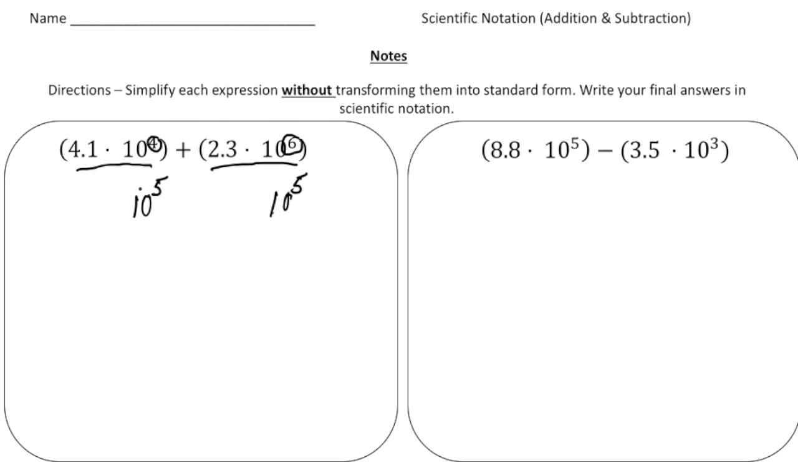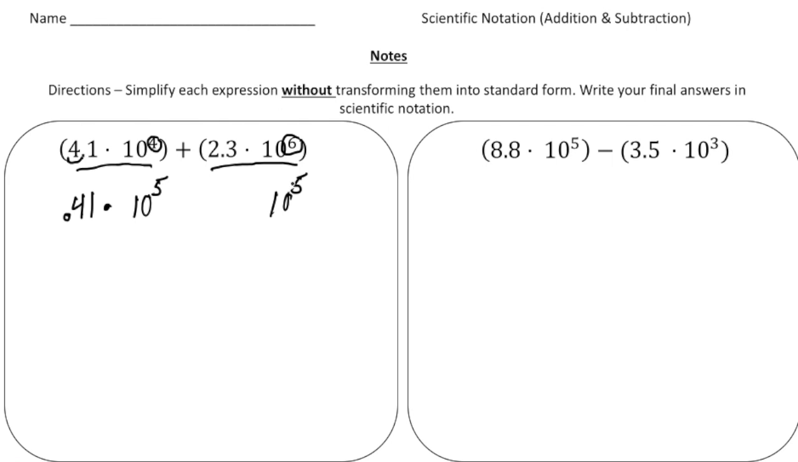Okay? So notice, in order for me to go from 10 to the 4th to 10 to the 5th, I'm really multiplying this one by another 10, right? So in order to keep it balanced, I'm going to divide this by 10. So this is really going to be 0.41 times 10 to the 5th. That's the same thing as 4.1 times 10 to the 4th.